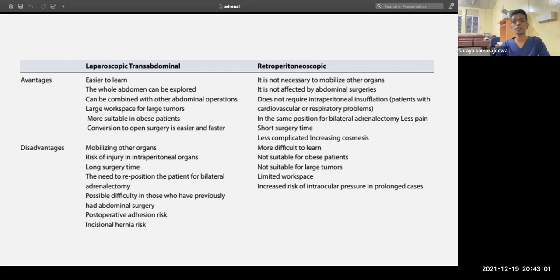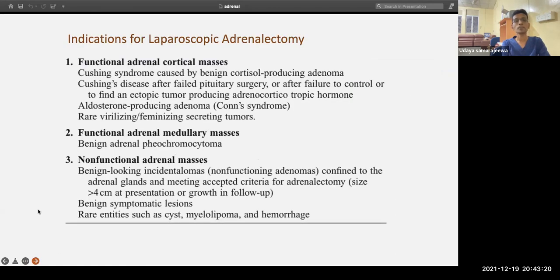But the disadvantages of the retroperitoneal technique, which are important ones, are that it's not very suitable for obese patients and not suitable for large tumors, with very limited working space. Also, the learning curve is much longer, I assume, than in the laparoscopic transabdominal technique.